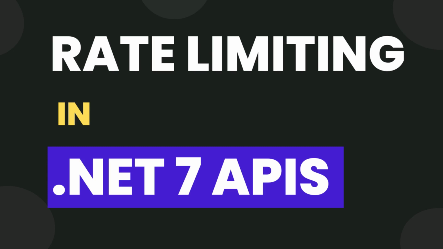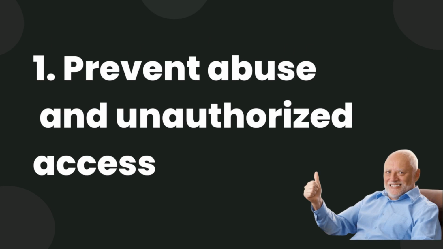Rate limiting is a technique used in web APIs to control and restrict the number of requests that a client can make within a specific time frame. First of all, let's see why we need rate limiting. Rate limiting helps protect an API from malicious or abusive behavior such as DDoS attacks, brute force login attempts, or scraping excessive amounts of data.